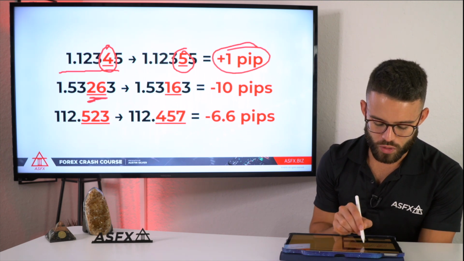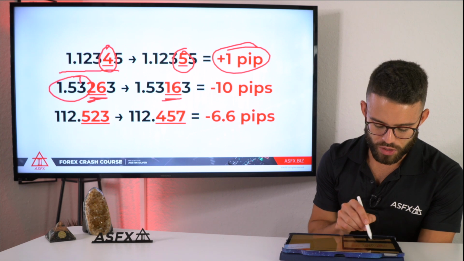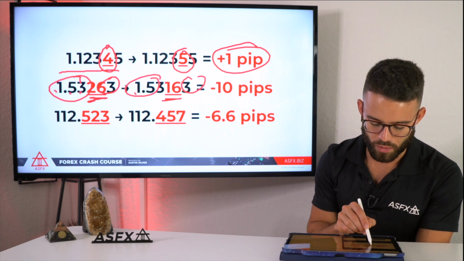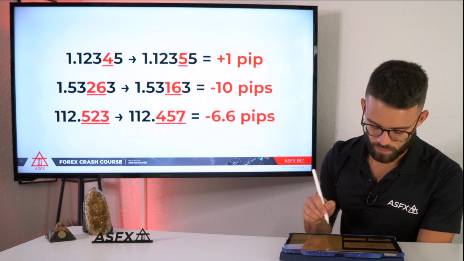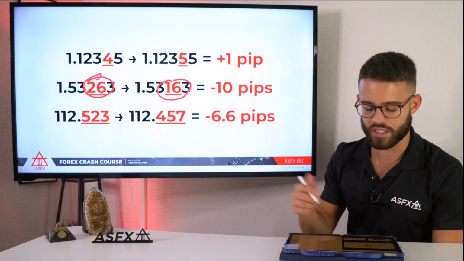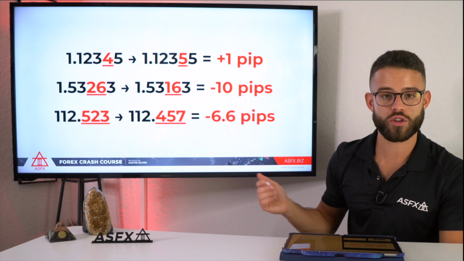Now, if we look at the two digits here, all of these numbers are the same in the second example. The last number is the same, it's 1.53 to 1.53, but what changes here is that 26 becomes a 16. So what is that? 26 to 16, minus 10. That's how you measure movement.